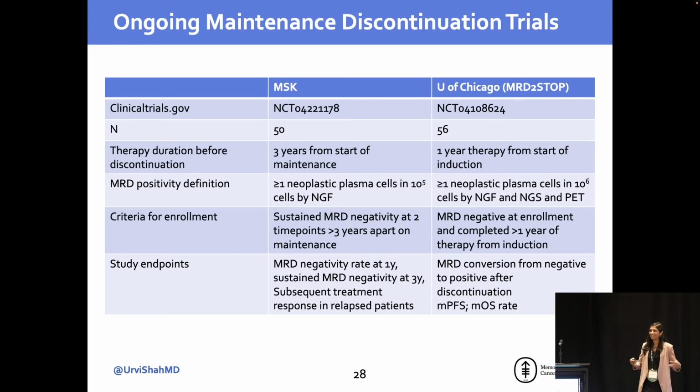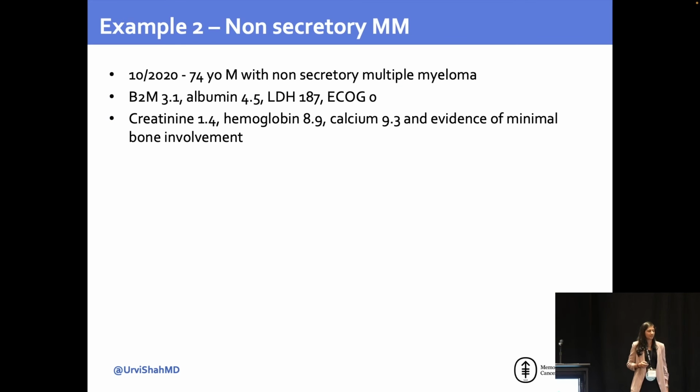So I think both these studies are kind of different, but trying to ask the same question in different ways. So they will give us complementary and interesting data to see. And they're looking at MRD negative at enrollment and then completed 1 year. So I just wanted to show you some examples.